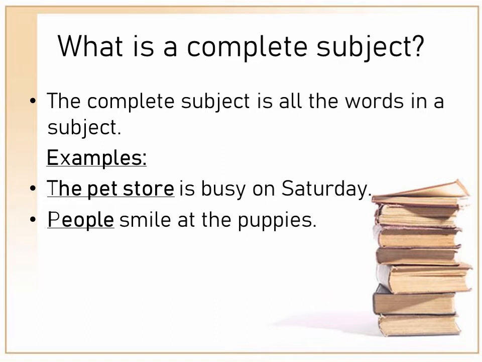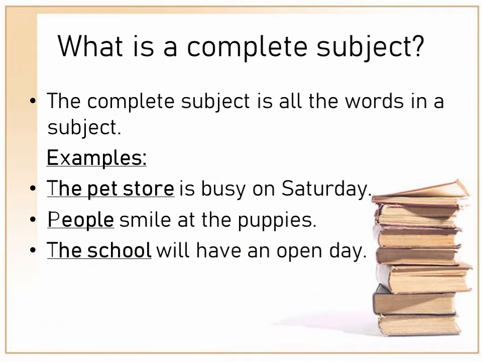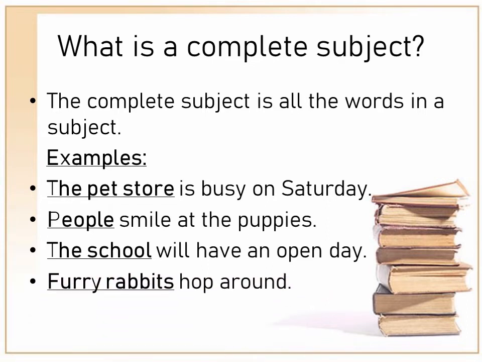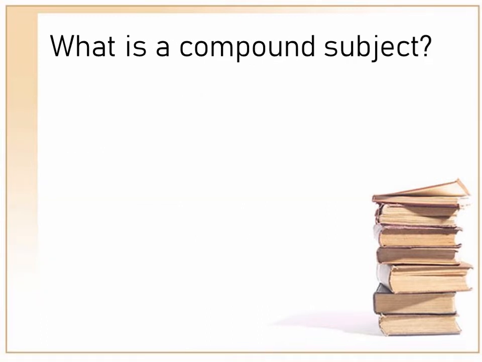And it also comes at the beginning of the sentence. The school will have an open day. It's not only school, it's the school. Fairy rabbits hop around. It's not only rabbits, it's fairy rabbits. And usually, when we need to find the subject or the complete subject, we stop directly before the verb.